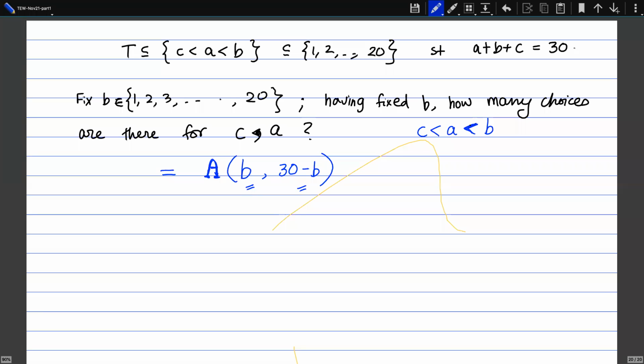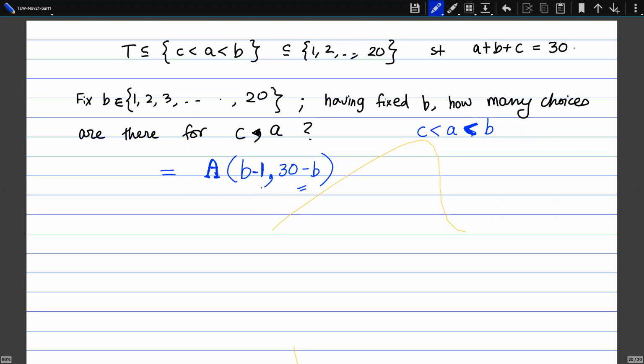Remember, this is a less than symbol, right? It's not a less than or equal to, it's just a less than symbol. So, which means I can't allow B itself here. So, B minus 1.